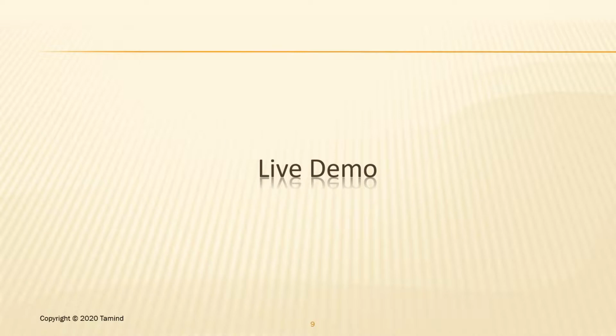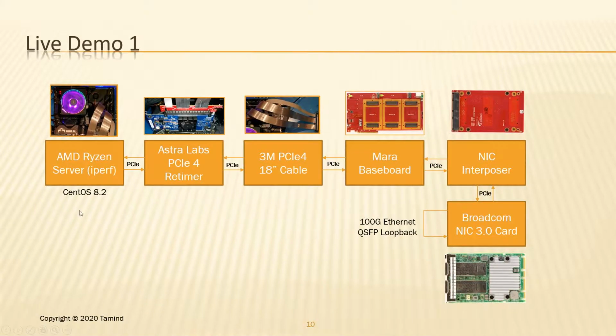So we're going to have a quick live demo where we are going to demonstrate the different tests we have done. So you could make sure that these are actual tests and really running on the board. The first live demo is going to contain the CentOS 8.2, and then we have the Astrolabs PCIe Astrolab retimer connected through the cable to the Mara baseboard, which is hosting the interposer card. The interposer card hosts a Broadcom card, and there's a 100 gig loopback, and then it comes back. So we're going to run an iPerf command, and then you'll be able to look at the performance. I'll hand it over to Shakti, who's going to quickly run the demo.